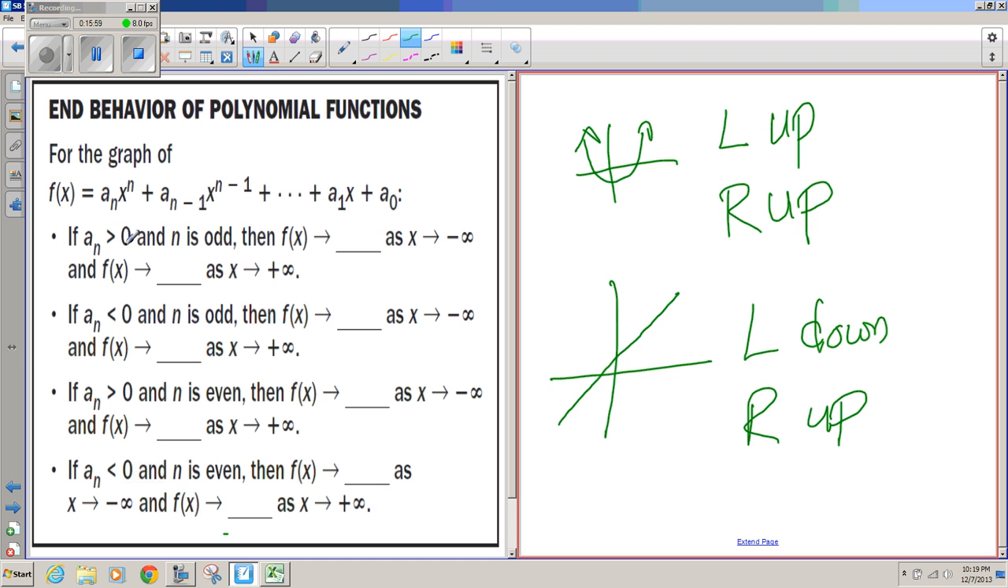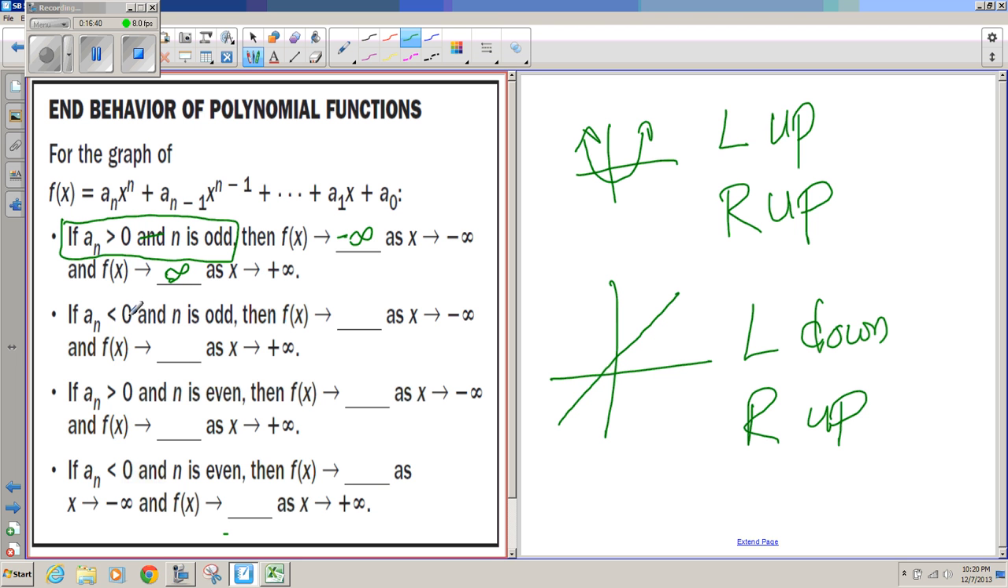But if the leading coefficient is greater than 0 and n is odd, this part right here is important. If it's a positive leading coefficient with an odd exponent, then as x goes towards negative infinity, f of x goes towards negative infinity. And the other one is true as well. As x goes towards positive infinity, f of x is also going towards positive infinity. So the flip is true as well.